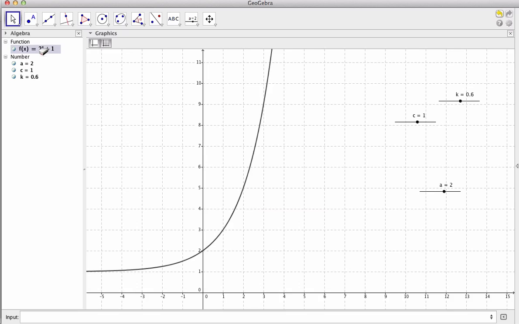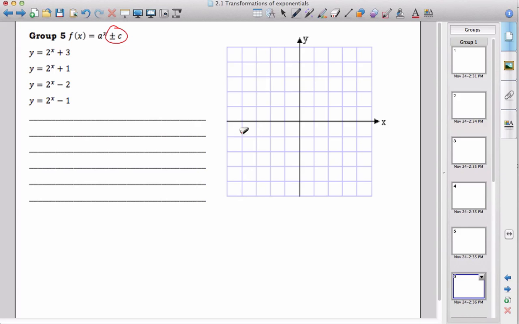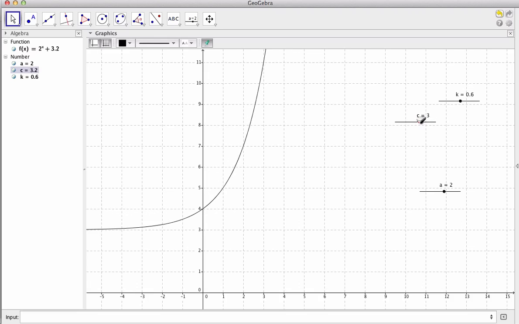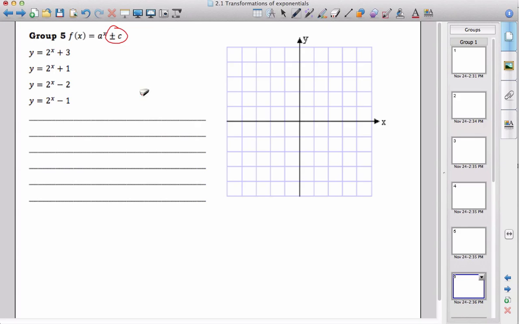Alright, now I think I made a mistake. No, that's right. Alright, so let's look at 2 to the power of x plus 3. So I'm going to change my slider to 3. Okay, what effect does this have on the graph? Well, there's two things. Your y-intercept is 4, but actually the whole graph is the same as y equals 2 to the power of x, except all the points are up 3. So the graph is shifted up 3 units. Okay, so for y equals 2 to the power of x plus 3, everything's shifted up 3 units.